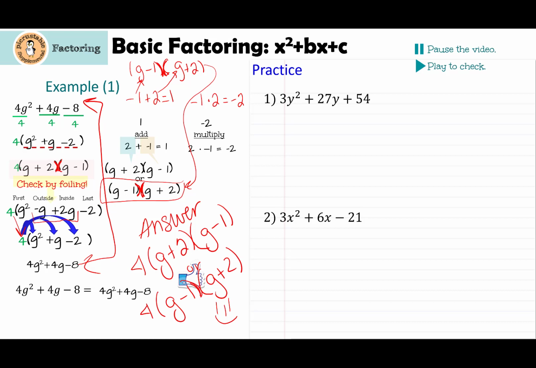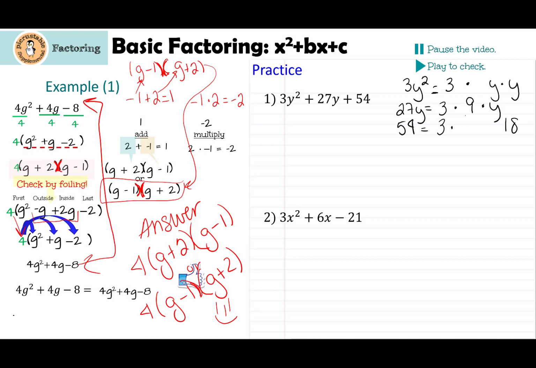All right, this is when we're going to check to see what you did. Remember, the first thing we ask, is there a greatest common factor? Not sure. So let's write them out. 3y squared, 27y, and 54. That gives us, so 3y squared is 3 times y squared. Awesome. 27y is 3 times 9 times y. Okay. And 54 happens to be 3 times 18.